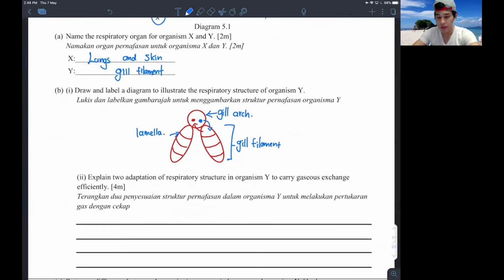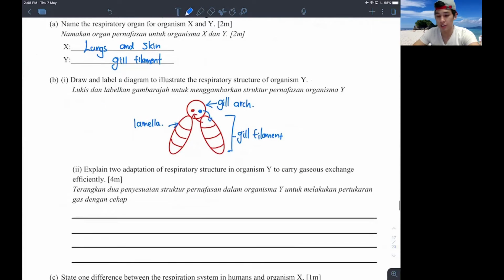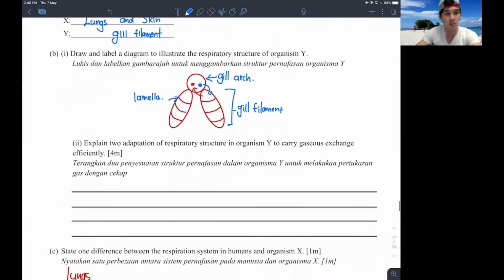Okay, so B2, something that we did many times last week already. Two adaptations of respiratory structure in organism Y to carry out gases exchange efficiently. Okay, come, I want others to answer. Okay, Joey, your turn. Faster. Two adaptations of respiratory structure. So you have to state and explain two.